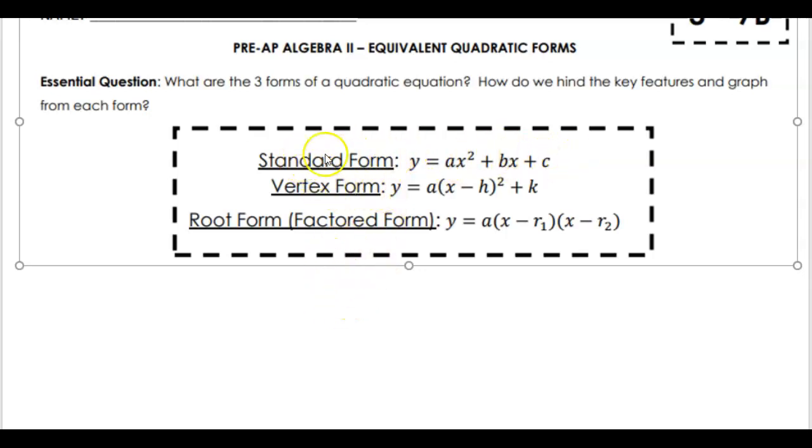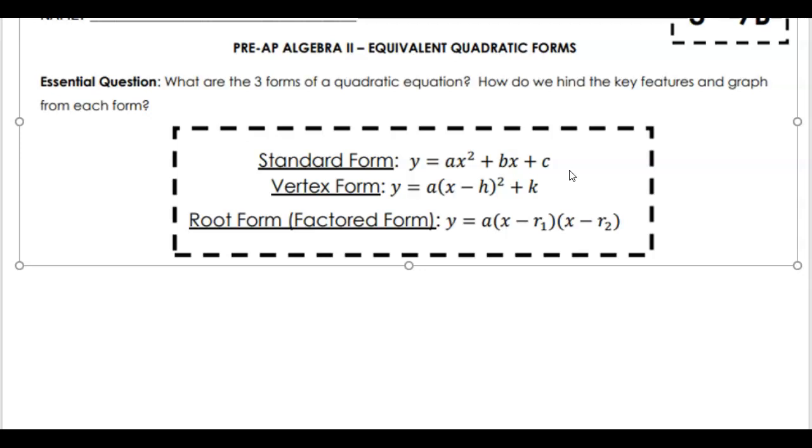We have mostly so far been using standard form. Please copy these 3 forms down. Please be very careful that you copy them down accurately. We have been mostly using standard form.